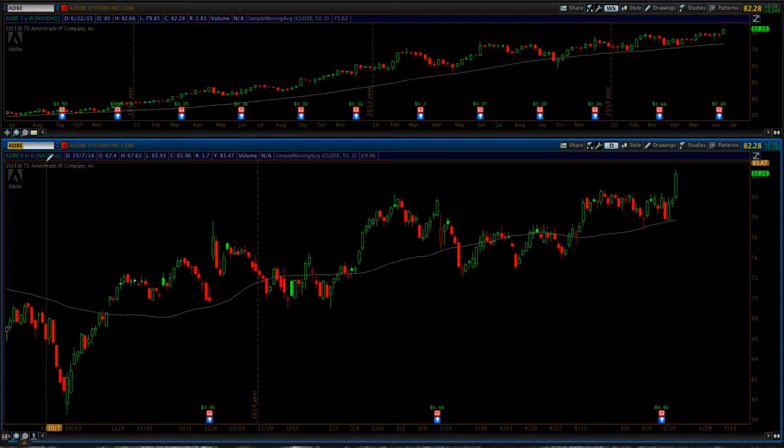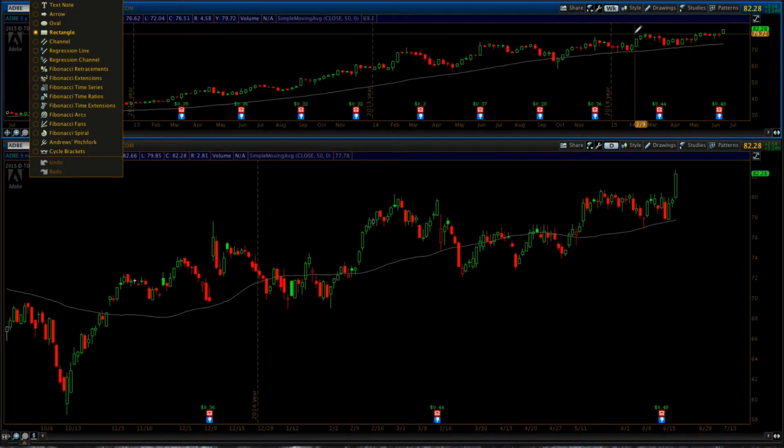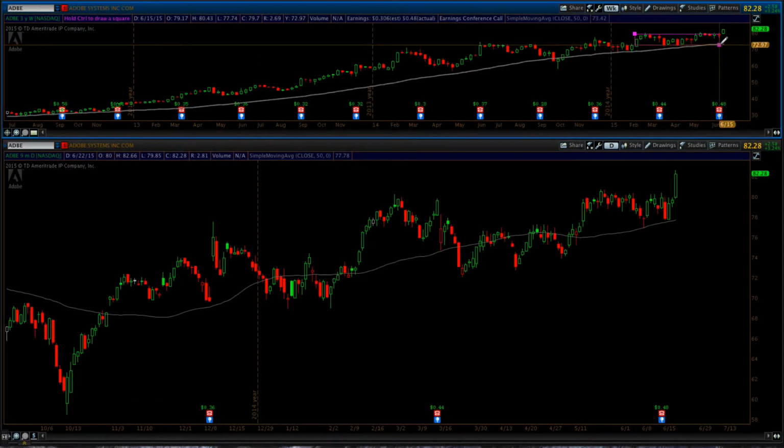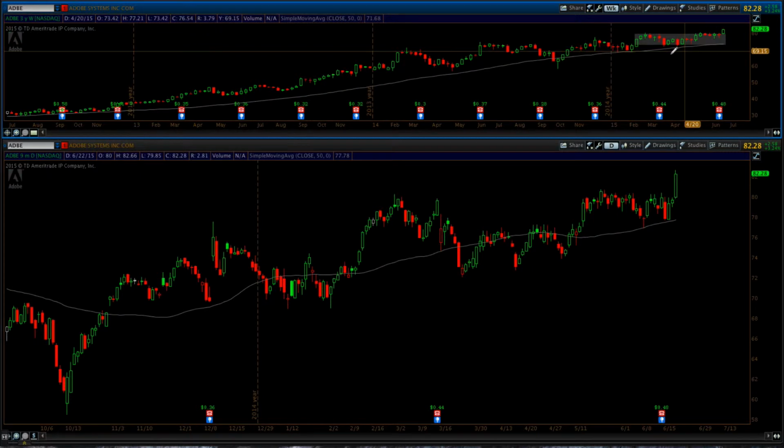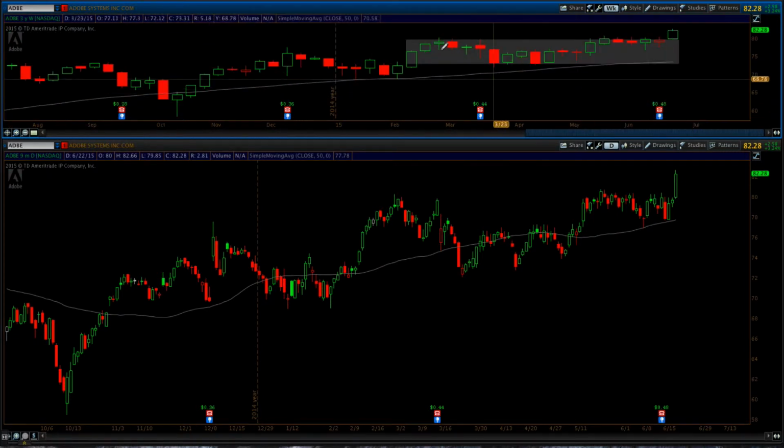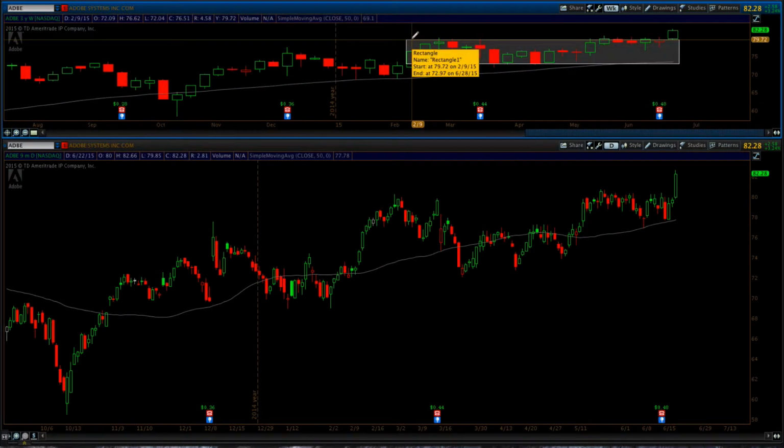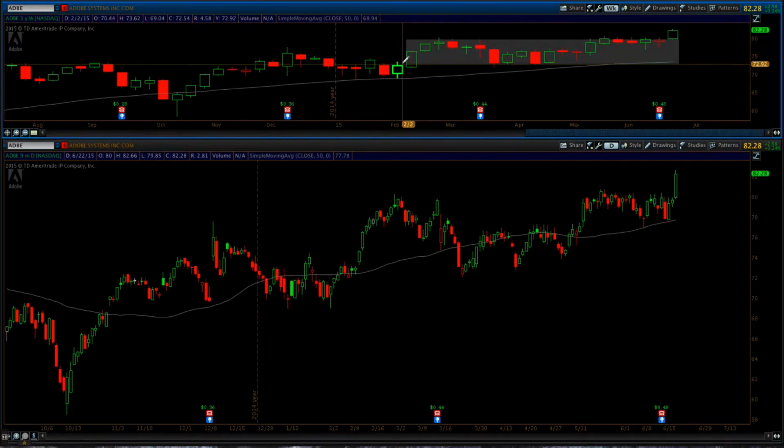So the first thing we always look for is a breakout from a weekly and a daily consolidation. And you can see here that Adobe has been consolidating on the weekly chart. If we zoom that in a little bit, you can see that area is basically between 79.72 and, let's call it, 73. So basically between $80 and $73 Adobe's been consolidating. You can see it's starting now recently to break out from that consolidation.